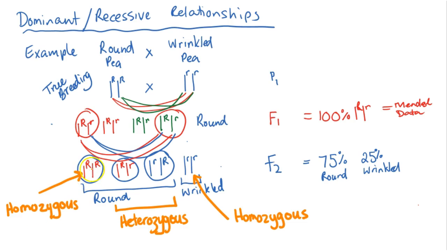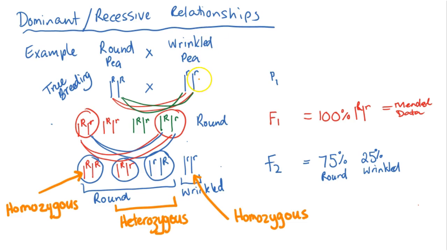Homozygous for the big R, and homozygous for the little r. In science now we say that they're homozygous for the round and homozygous for the wrinkled. When you have two different types of recipes in there, it's just that one is hidden, we call that heterozygous. In other words, you have both.